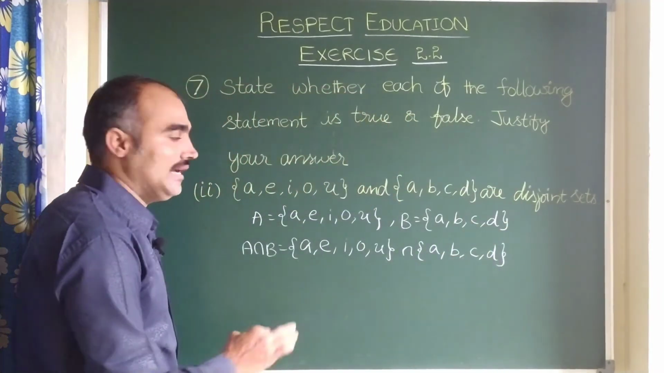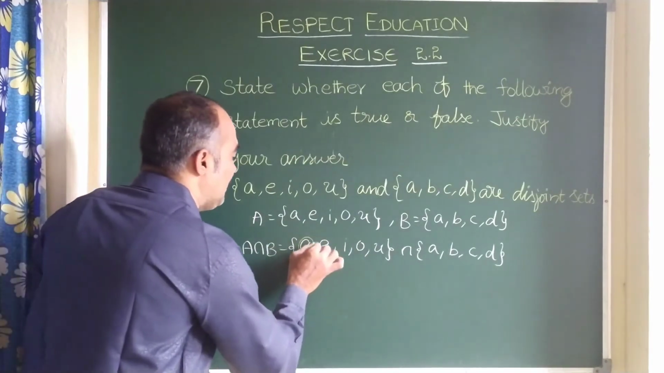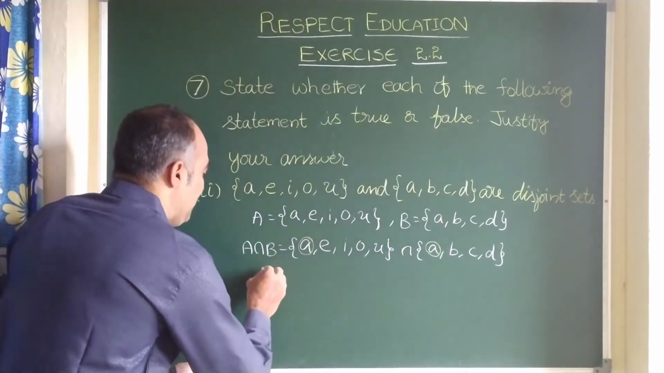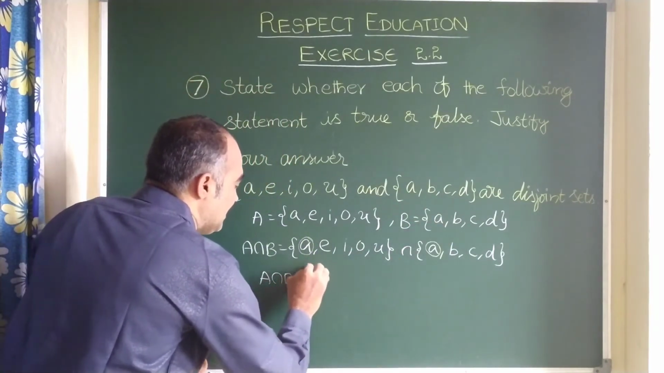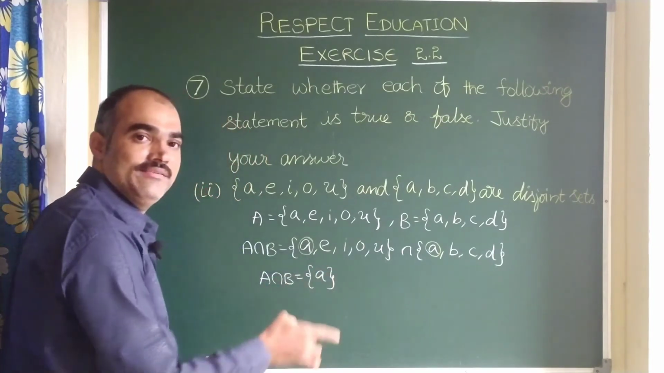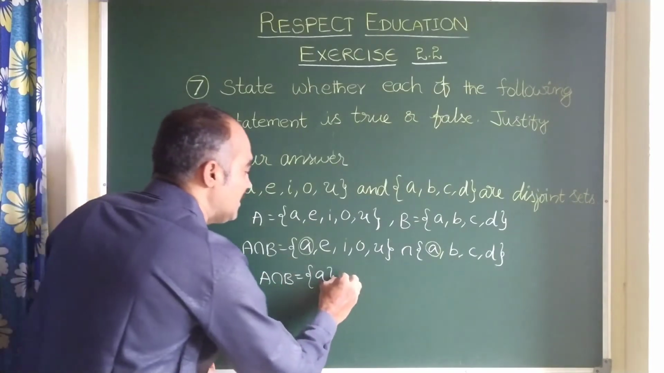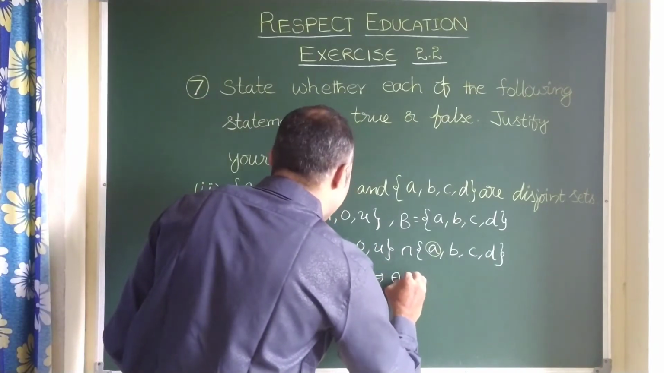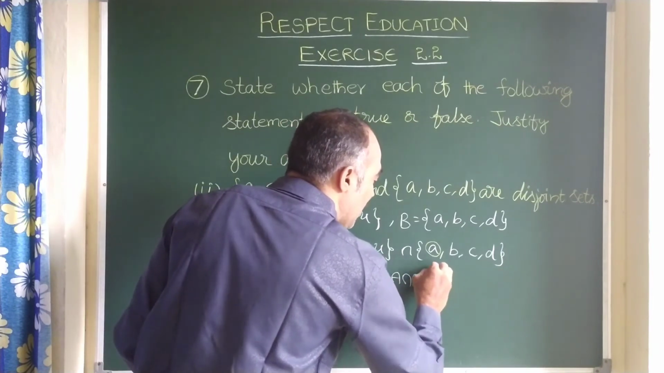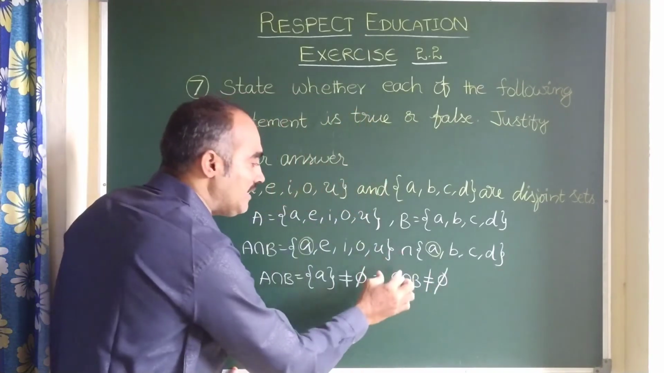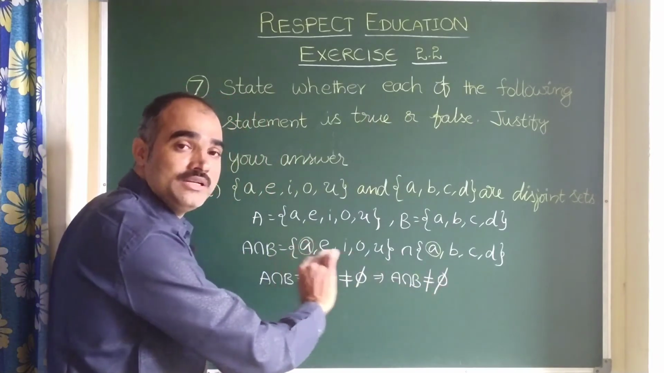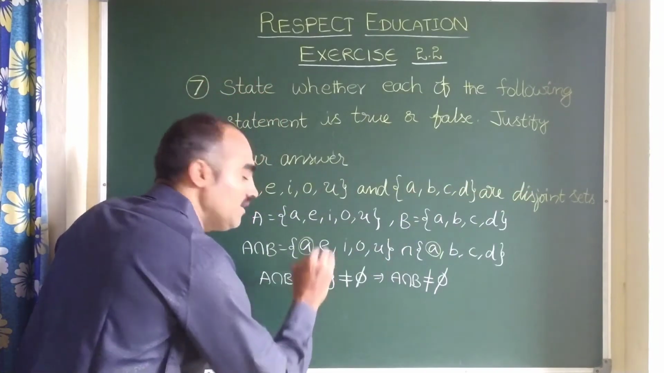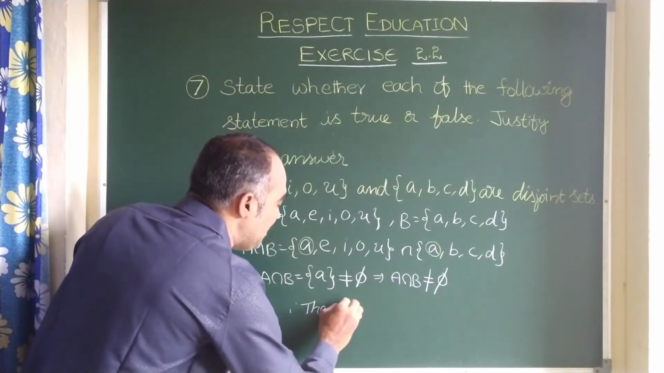Let us find whether they have common elements or not. Here you see, children, A is in common, E, I, O, U nothing. So here we have only one element, that is A, in common. Even though it has one element, it is not empty set. That means here we got A intersection B is non-empty. If the intersection is non-empty, then the sets are not disjoint sets. But in the statement it is given that they are disjoint sets. Therefore here we can say that the given statement is false.